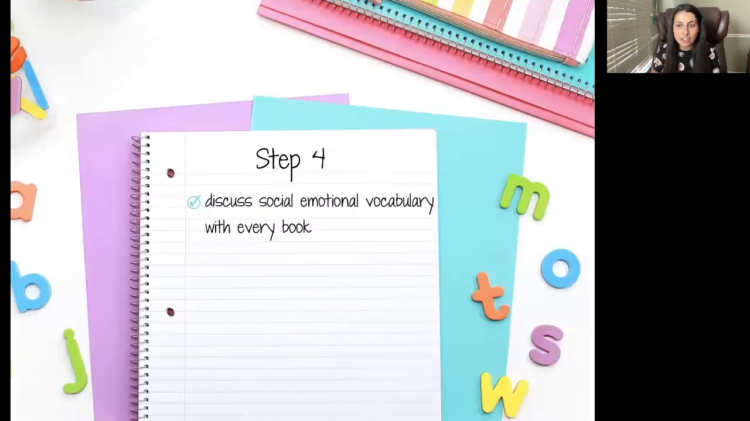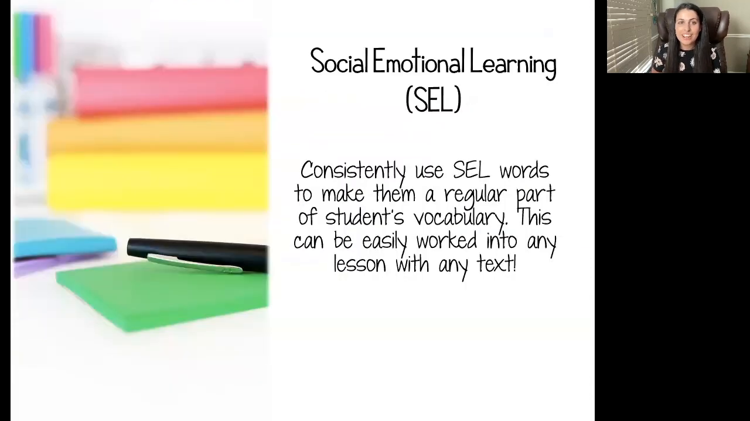Right, step 4. Discuss social emotional vocabulary with every book. Yes, every single book you read every day. So social emotional learning is something that has vocabulary words the students should be hearing all the time. This can be easily worked into any lesson with any text that you're using.